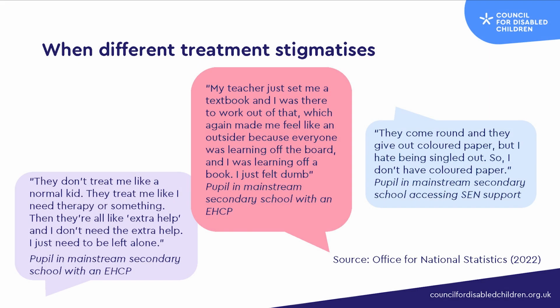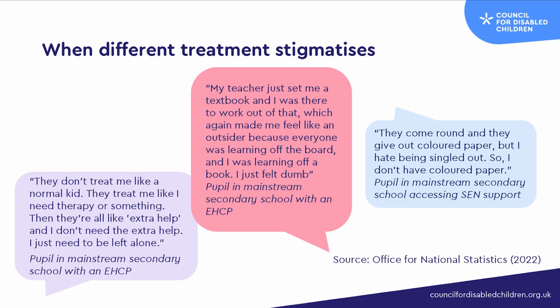This slide shares what pupils themselves say about their experiences of different treatment in school. Their words are a really powerful reminder that how we make reasonable adjustments matters just as much as the adjustment itself. Sometimes, even well-intentioned support can leave pupils feeling singled out, different, or less capable. For example, when help is offered in a way that draws attention, or when a pupil feels protected rather than included. The Office for National Statistics study in 2022 highlighted this clearly.